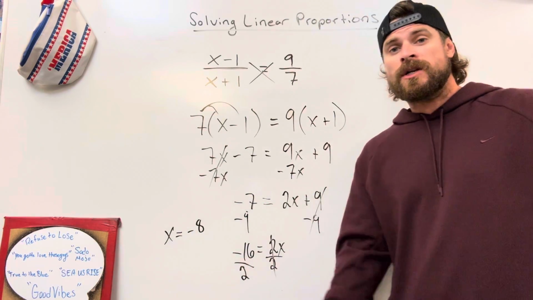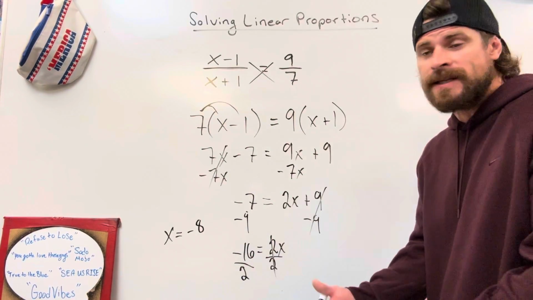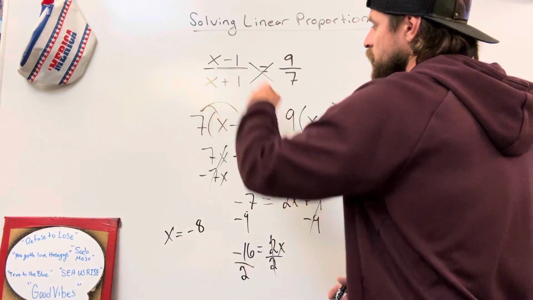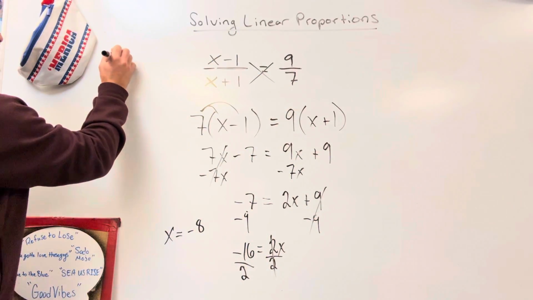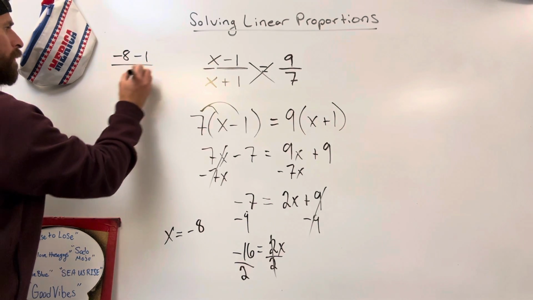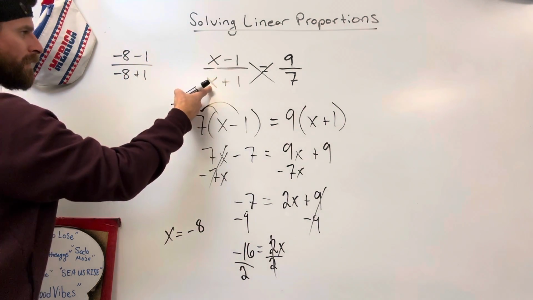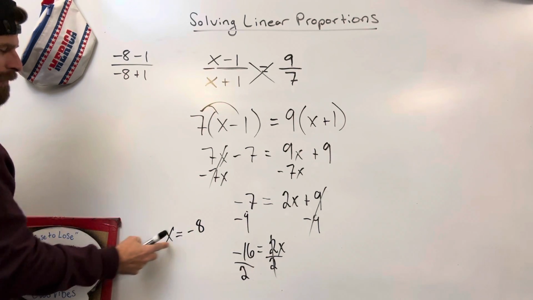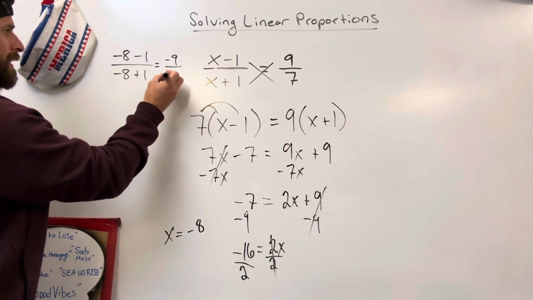And then to check our work, to make sure that it's accurate, to make sure that it's true, just take that -8 and plug it back into the x values in your original equation. So let's go over here and see if we get 9/7. That would be a -8 minus a 1 over a -8 plus a 1. So I'm just plugging -8 in for x, because that's what we found x to be. This creates a -9. This creates a -7.